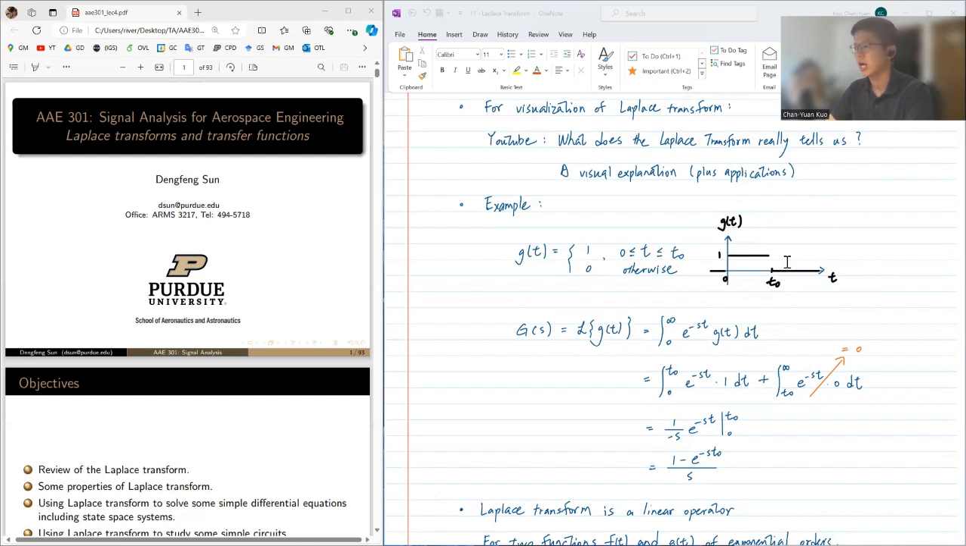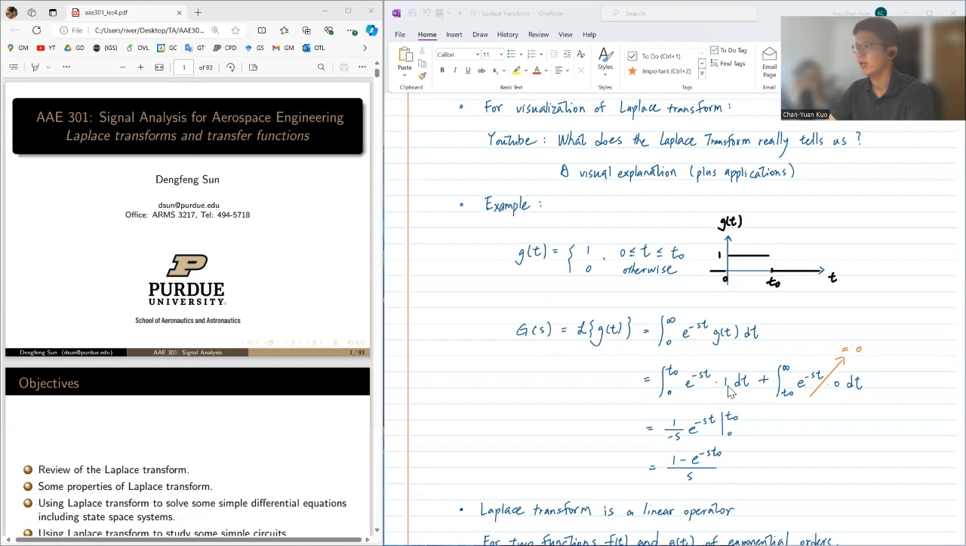Now let's take a look at how we can compute the Laplace transform of this function. First, we follow the definition of the Laplace transform. We look at the integral of e^(-st) times g(t) from 0 to infinity with respect to t. This integral can be broken down into two parts. The first part is the integral from 0 to t0, and the second part is the integral from t0 to infinity. We know that g(t) takes value 0 in this interval, so we can ignore this term.